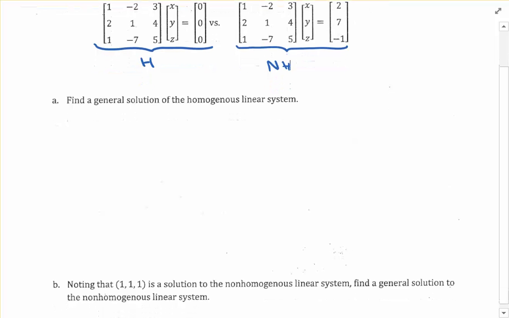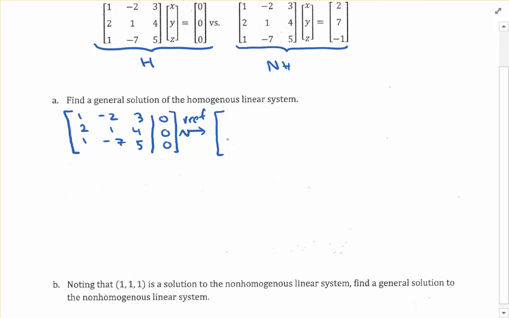For part A, we want to find a general solution of the homogeneous linear system. So that's the system on the left. What we'll want to do is go ahead and throw it into an augmented matrix format. Top row will have entries 1, -2, 3, 0. Second row, 2, 1, 4, 0. Third row, 1, -7, 5, and 0. Now what I would do is just quickly put that in the calculator and have it RREF it for you.